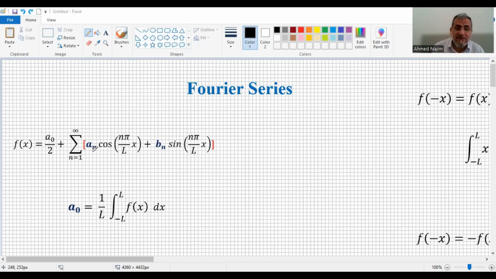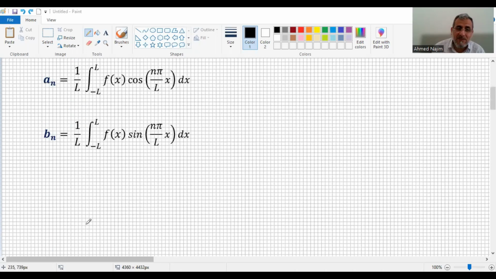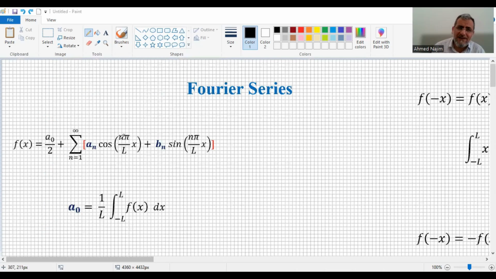And to find a n, it is 1 over L from negative L to L of f of x cosine n pi over L x dx. And b n is 1 over L from negative L to L of f of x times sine n pi over L x dx. So L is any number. If f is continuous on an interval from negative L to L, like negative 2 to 2, so L is 2, negative 4 to 4, negative 5 to 5.